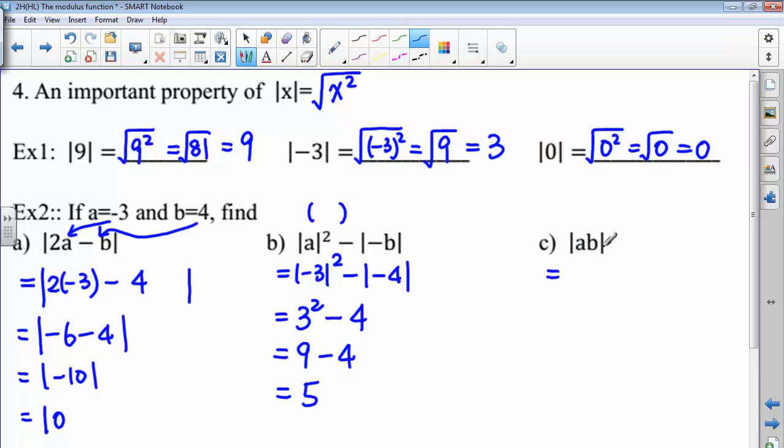The absolute value of A times B. A is negative 3, B is 4. Negative 3 times 4 is negative 12. The absolute value of negative 12 is positive 12.